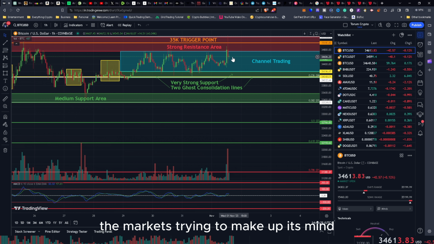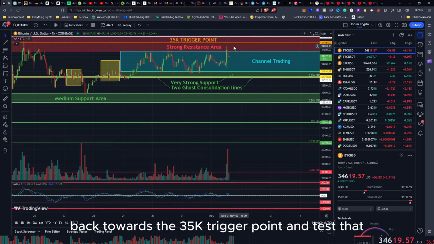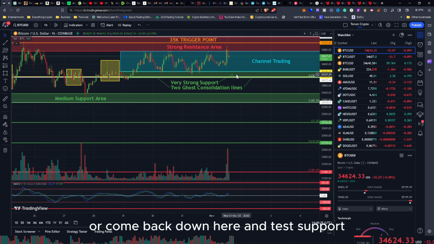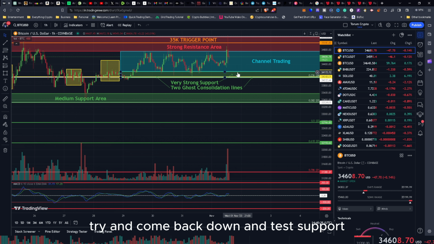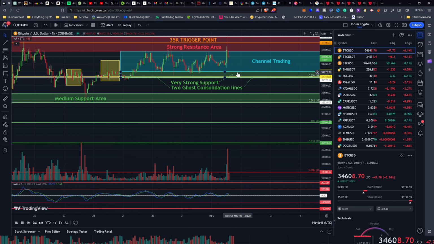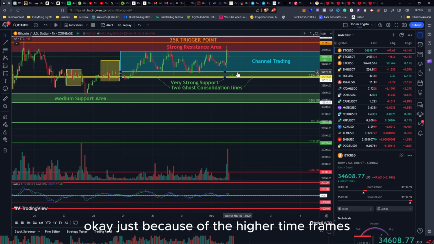The market's trying to make up its mind whether it's going to go back towards the 35K trigger point and test that, or come back down here and test support. I believe it's going to try and come back down and test support. Okay, just because of the higher time frames. That's the other thing that you need to know.